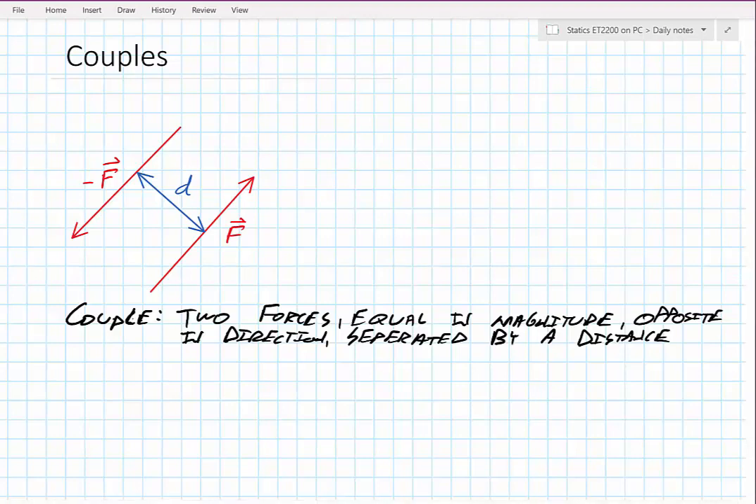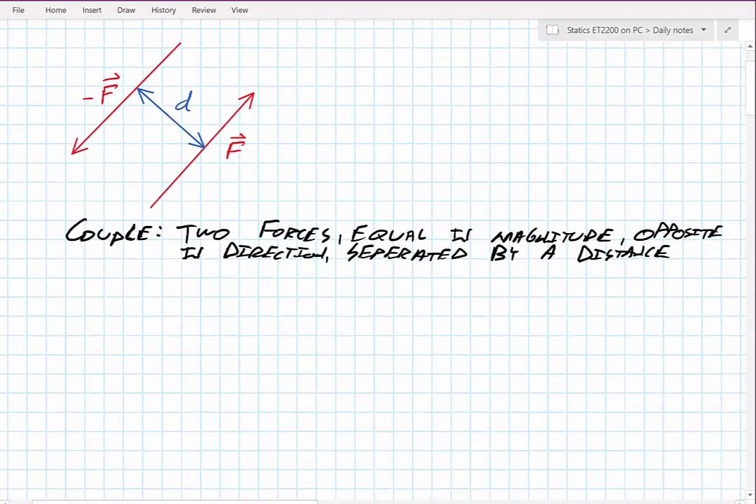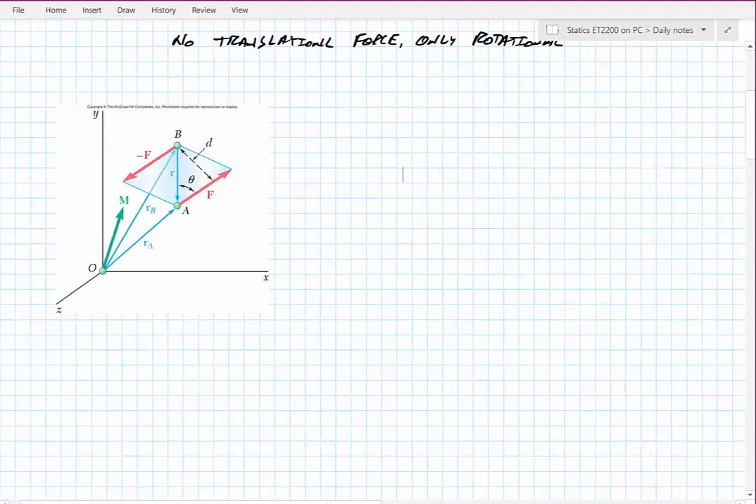And because of that, it means that if I have a couple that's applied to an object, it isn't pushing it in any particular direction. There's no push. There's only a rotational force. So from our sum of the forces equals 0, we end up with no translational force, which is the more technical term. Only rotational.